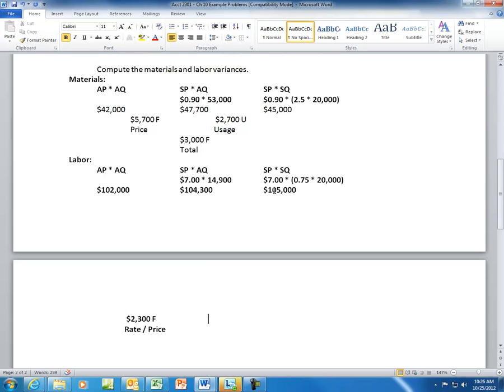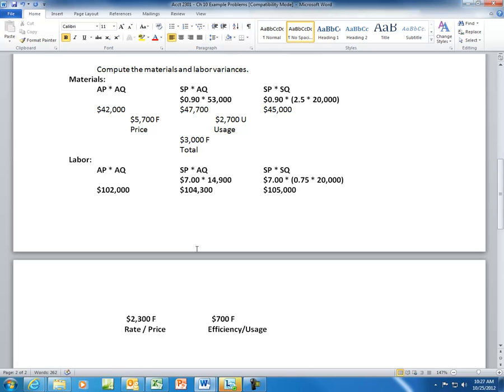Now to find the usage or the efficiency variance, I'm simply going to take the difference between 105 and 104,300. That's going to give you a $700 difference. Based on the standard price with the actual quantity, it would have been 104,300. But with the standard quantity, it should have been 105. So that means we were more efficient with the time. So it's a good thing. It's going to be favorable. So we have a $700 favorable efficiency variance. It could also be called a usage variance.